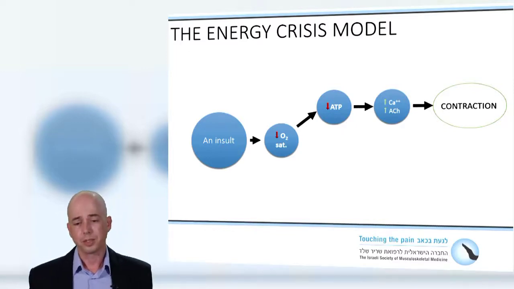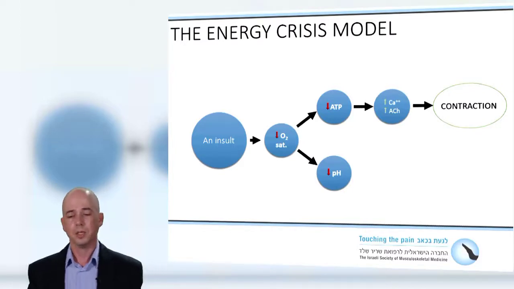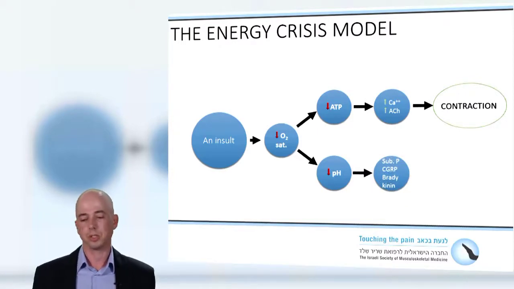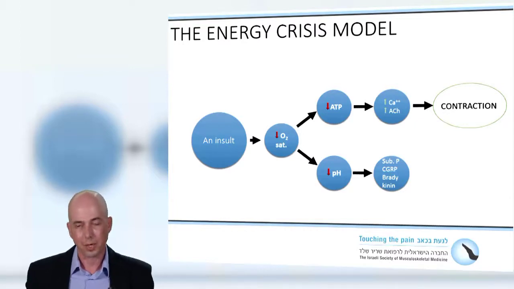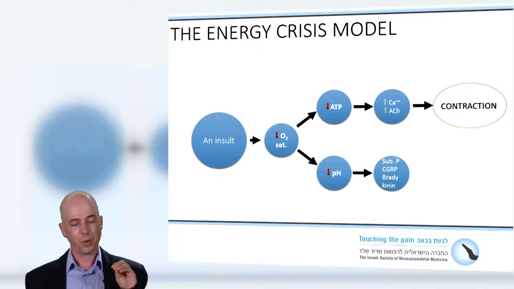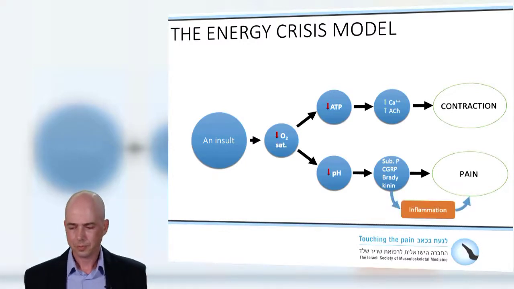The other process that a hypoxic environment causes is acidity. The transfer to anaerobic metabolism causes the pH to drop, which in turn causes the release of several analgesic substances such as substance P, calcitonin gene-related peptide, and bradykinin, which are all able to directly cause pain and also indirectly cause pain by promoting inflammation.